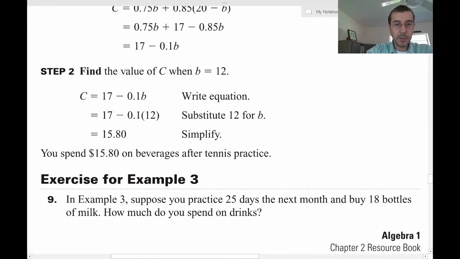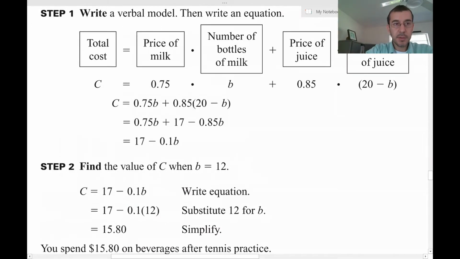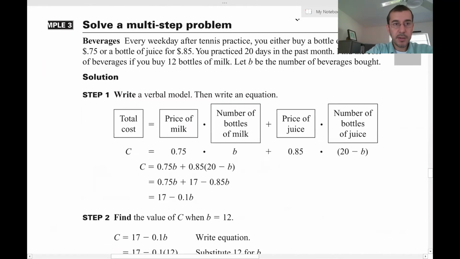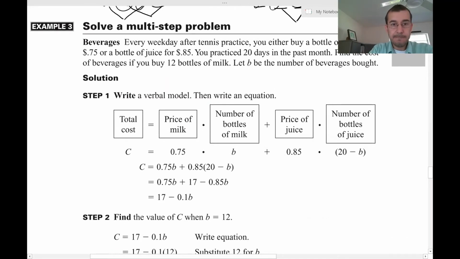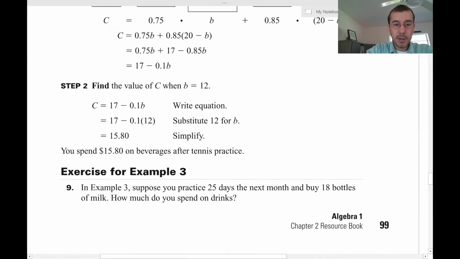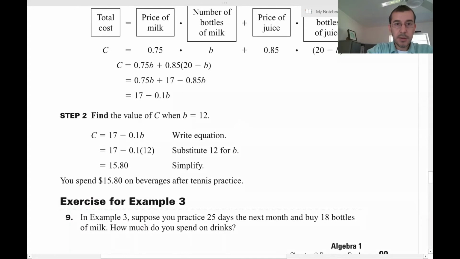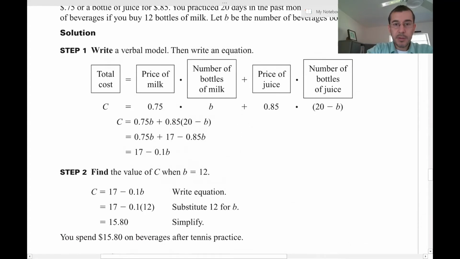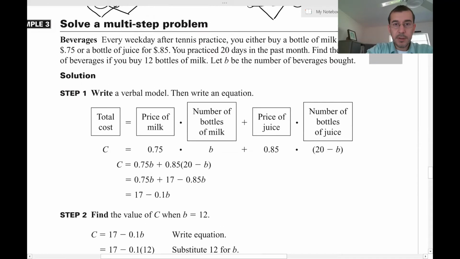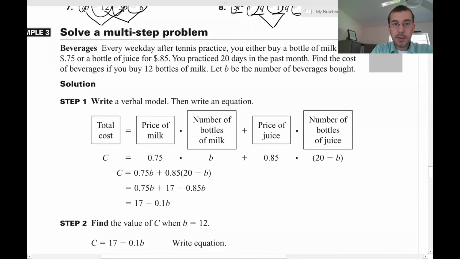In example 3, okay, so it references this example here that's provided to us. And in example 3, we have this formula here. The total cost is the price of milk times the number of bottles of milk plus price of juice times number of bottles of juice. Okay, so that's the total cost. So in example 3, suppose you practice 25 days the next month and buy 18 bottles of milk. Here, in example 3, someone practiced 20 days. So that's where we get this 20.